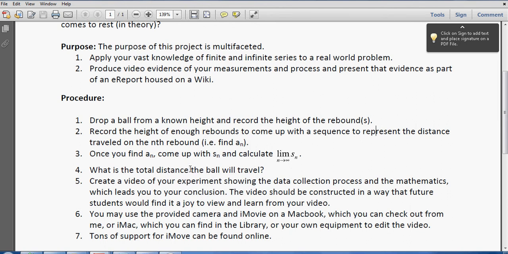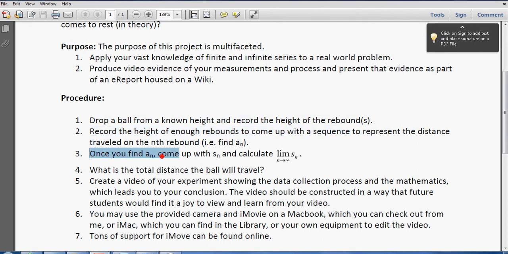Here's our ball drop project. These are the instructions for completing it. We're to take a ball, drop it from a known height, and record the height of the rebounds. Then we were to record enough of those rebounds to come up with a sequence.